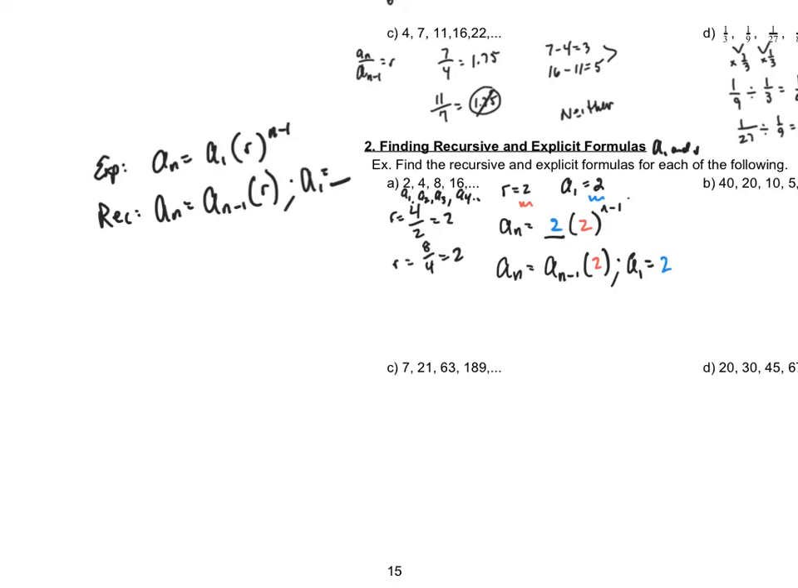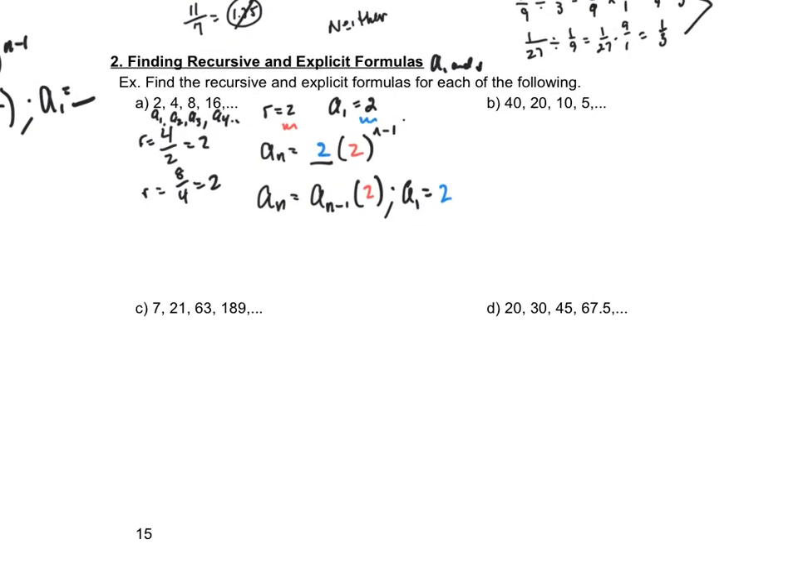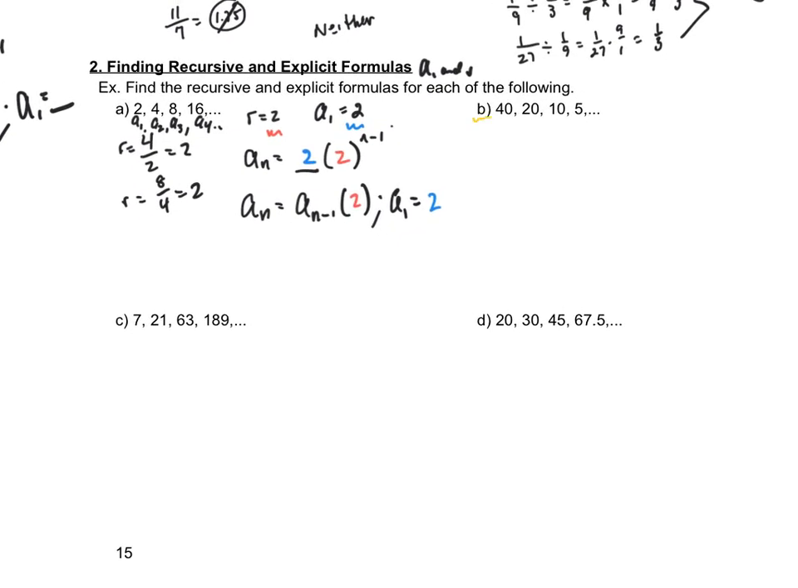Okay, so continuing on, let's just look real quick at B here. Hopefully you can quickly see that your r value is going to be equal to 1/2. So I have 20 divided by the number before it, which is going to give me 1/2. And I also have 10 divided by the number before it, which is going to give me 1/2. And then a1 is going to be equal to 40.